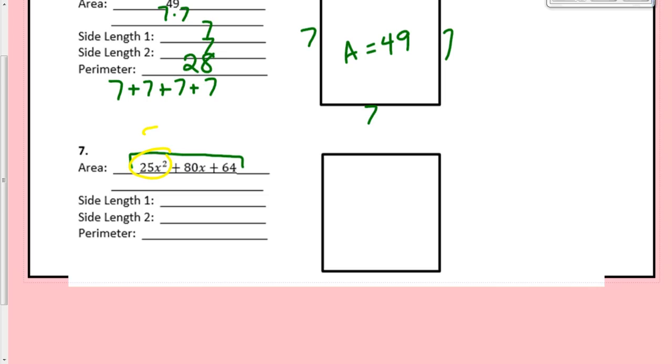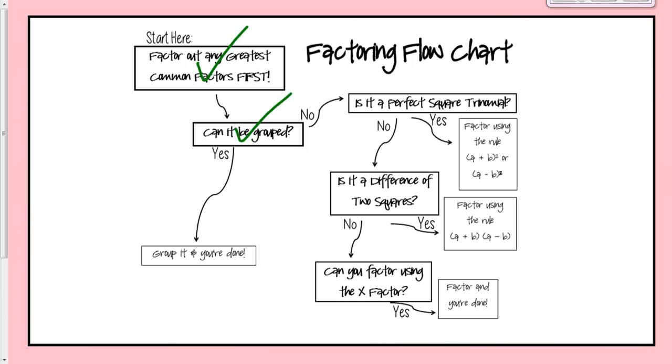Its square root is 5x. This is a perfect square and its square root is 8. Put those together and we get 40. Double it and we do get 80. So woohoo, we have a perfect square trinomial. Okay, so now looking at this, yes is my answer, and it says factor using the rule this.